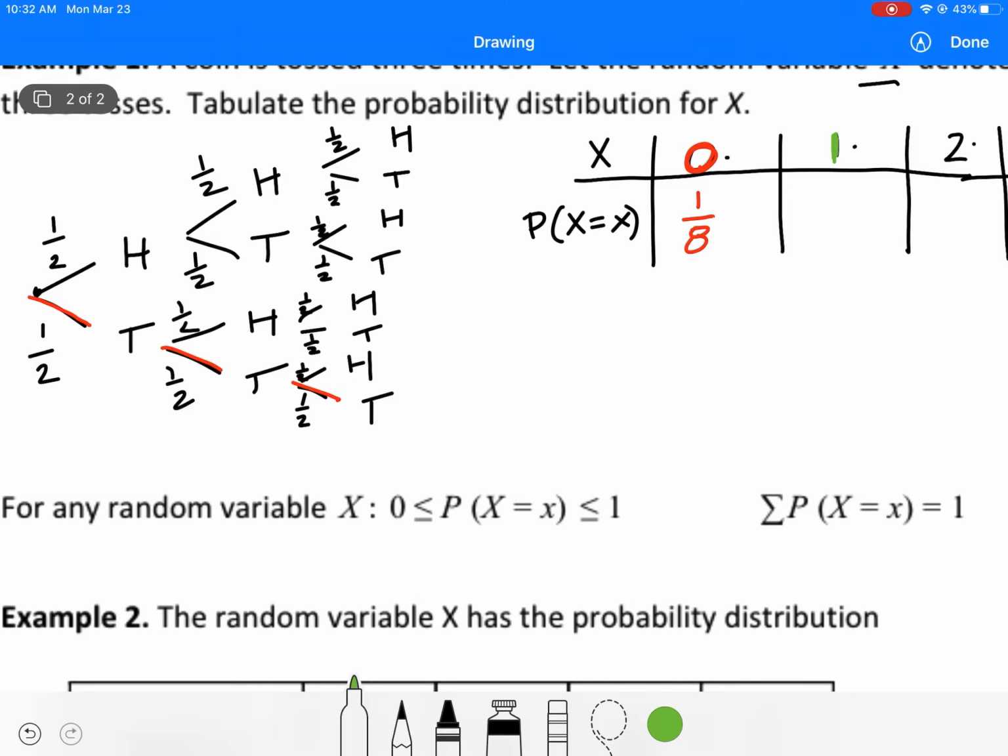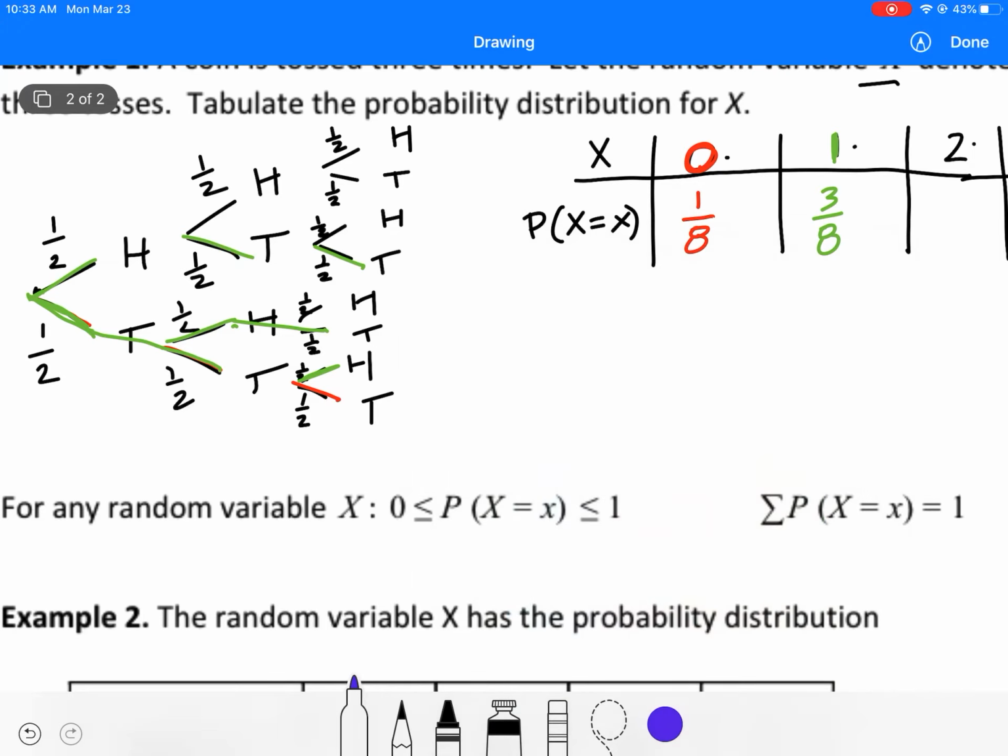The probability for 1 head. I could flip a head on my last one, I could flip a head on my middle one, and I could flip a head on my first one. Those are all the pathways that are going to give me 1 head. So I would do 1/2 times 1/2 times 1/2 times 3 pathways. So I'm going to get 3/8.